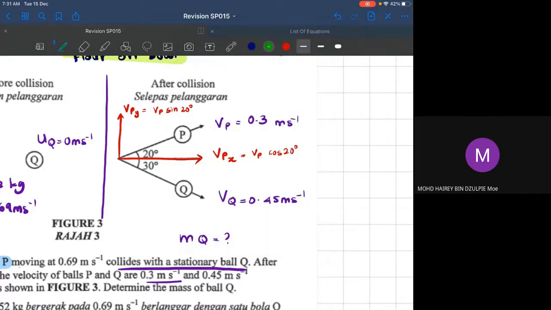So this one will become VQX. And then this one will become VQY, right? And then VQX, if you resolve it, opposite, adjacent, so it's the same. For the X direction, we will get VQ cos 30, because it moves to the right, so its value is positive. So you have to be careful.